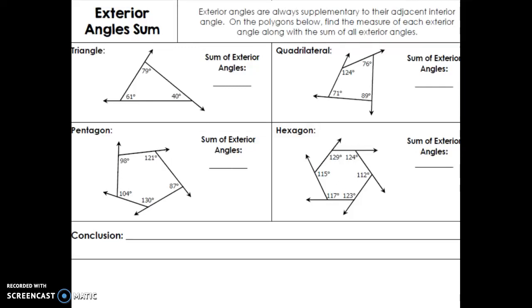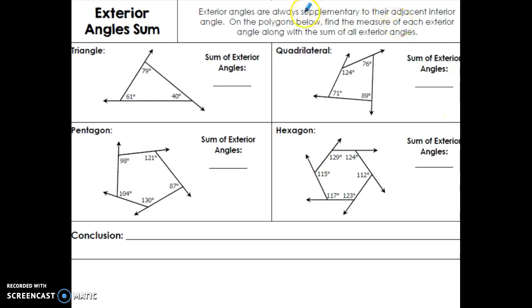So this is part 2 of the video for interior and exterior angles. We just did the interior angles, so let's go ahead and look at the exterior ones. The important thing about exterior angles is that they're always supplementary to their adjacent interior angles.